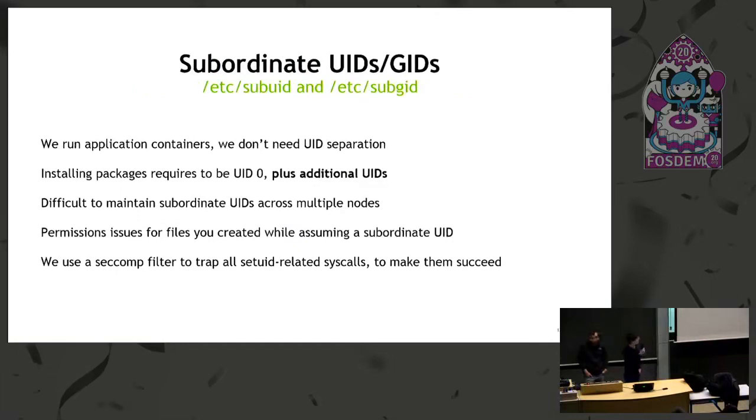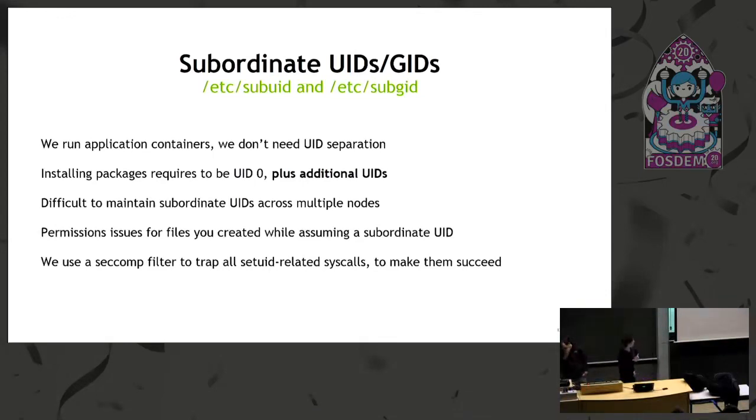So we talked about other runtimes, and traditional runtimes usually use sub-UID and sub-GID maps for user namespaces. And they do that because they want to allocate a huge chunk of UIDs and GIDs. We don't really do that because we run application containers. We don't need this UID separation. But you kind of have to when you start installing packages, because you usually need to be root, and you need additional UIDs and GIDs because the packages will try to install new users and new groups.